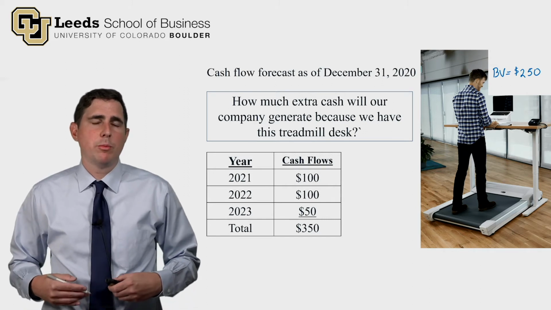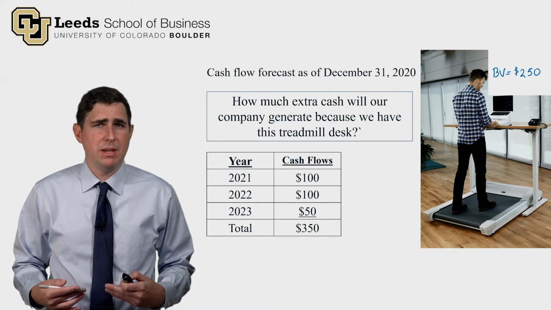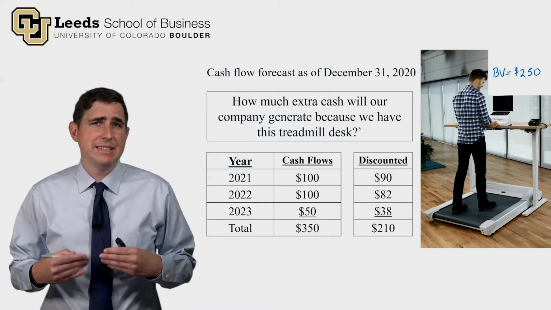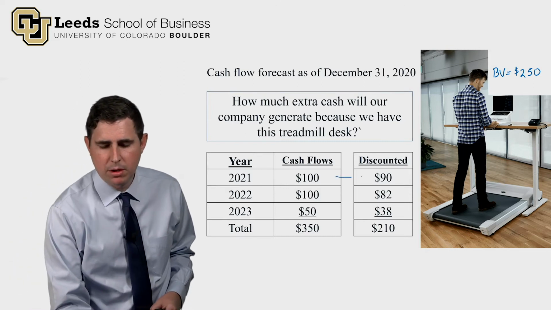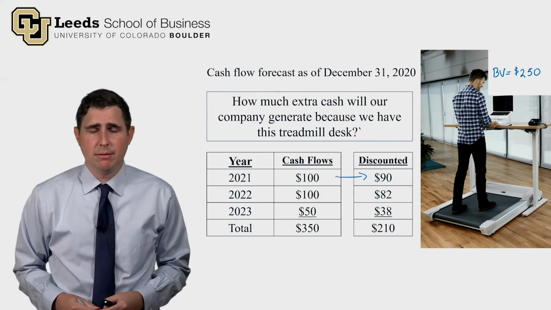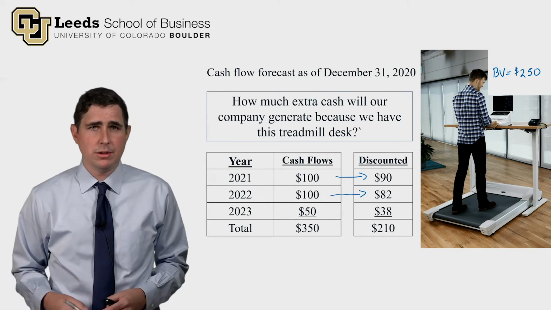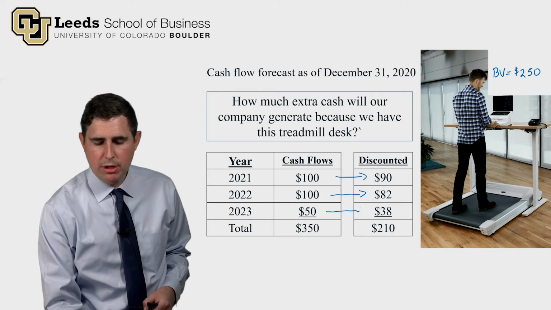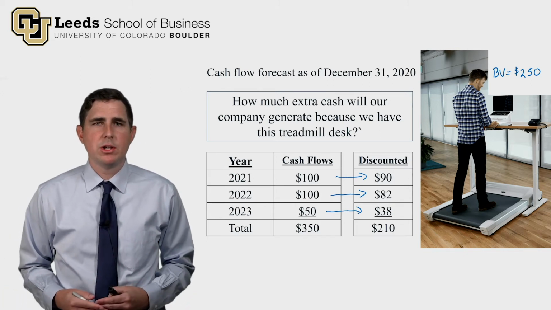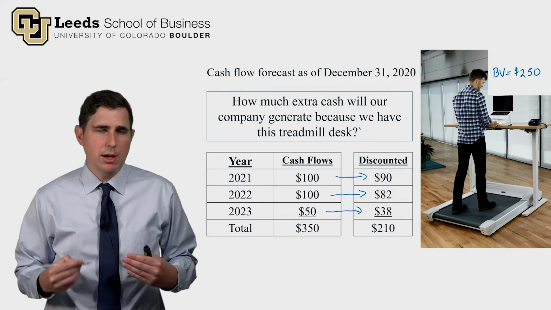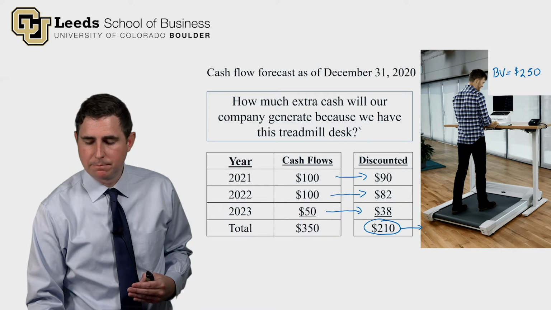So the accountants will do a process called discounting, and we'll learn more about this in the bonds lecture. But we have to discount these cash flows. $100 a year from now might only be worth $90 today. $100 2 years from now might only be worth $82 today. And $50 3 years from now might only be worth $38 today. Don't worry about these calculations yet. The key is that what we're coming up with is the fair value.